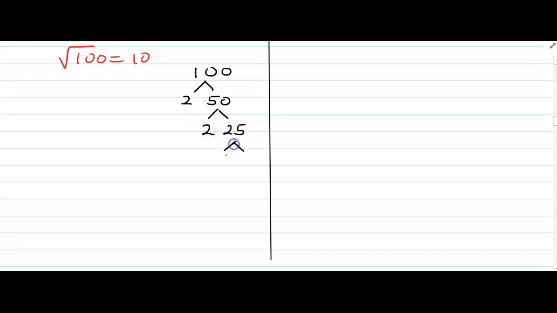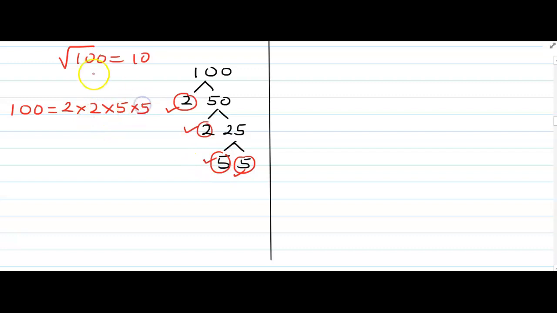Okay, we know the square root of 100 is 10, right? But we can use our method to find the square root of 100. Okay, so 100 you can write down as 2 and 50. 50 you can write down as 2 times 25. 25 you can write down as 5 and 5. So these are our prime factors: 2, 2, 5, 5. So for 100, you can write down 2 times 2 times 5 times 5.